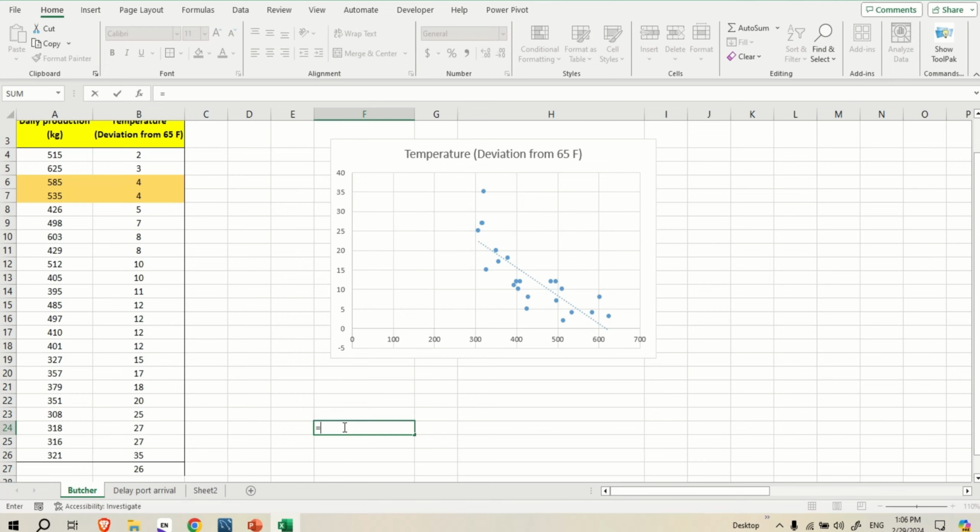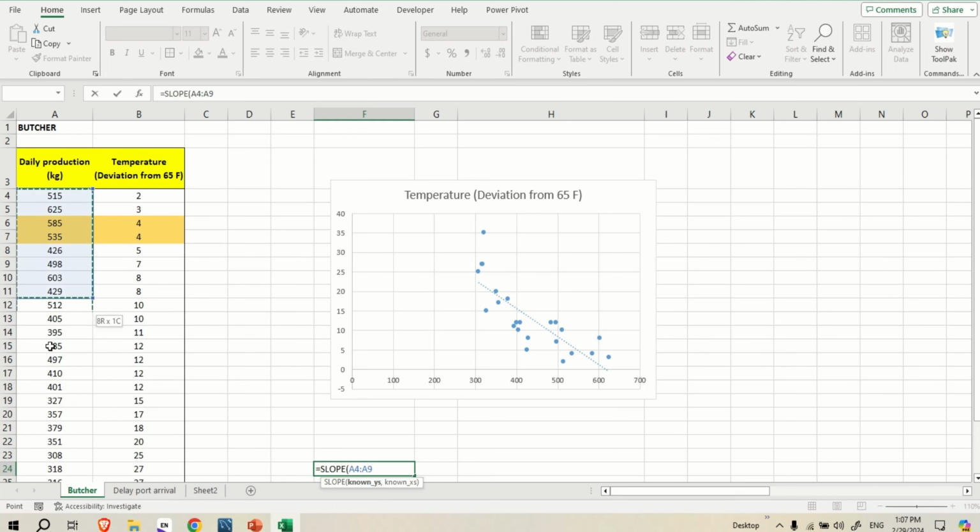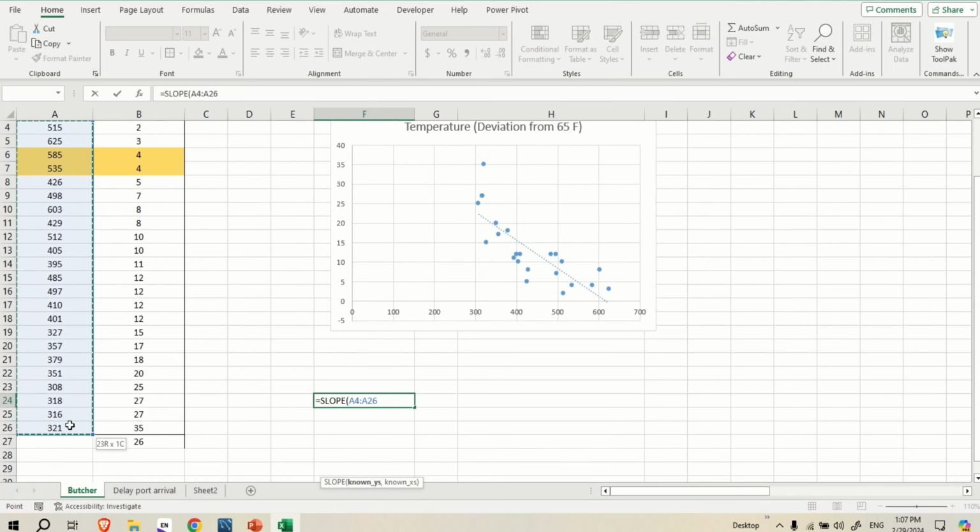Excel has the formulas for us, so we don't need to stress ourselves. We just type this and then press the tab button to complete. Then it tells us what our known y's are. Known y's are the ones that we know already that depend on another variable. In this case it's production, so we just select all the production, right?